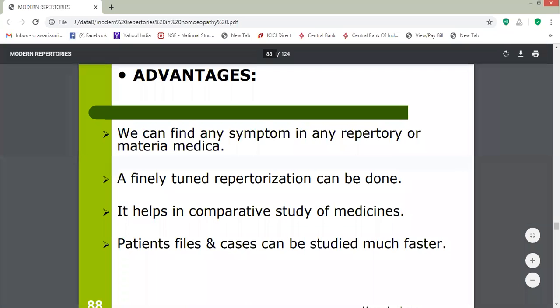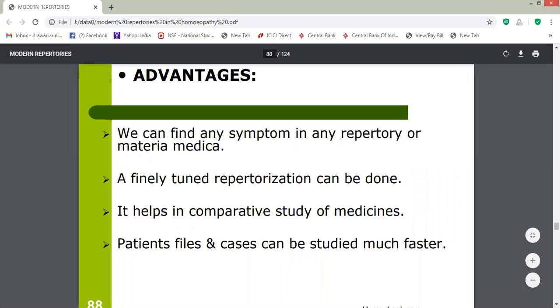It can handle a large amount of data. It is speedy. It gives accurate results. Then it can perform continuous processing. We can find any symptom in any repertory or materia medica. A finely tuned repertorization can be done. It helps in comparative study of medicine.